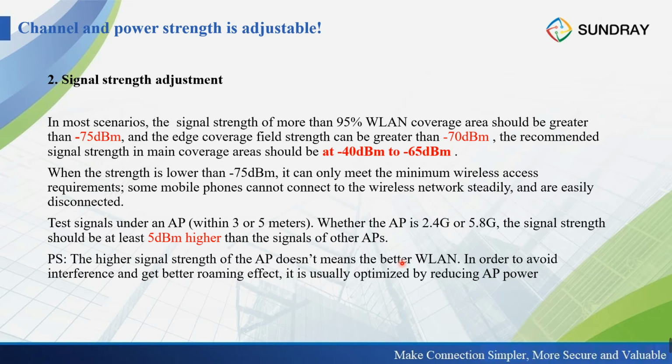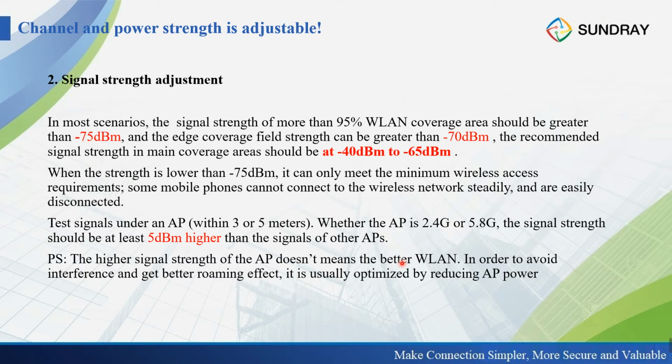And the signal strength adjustment. For this one, we need to confirm in the main area if the signal strength is strong enough, and I recommend from negative 40 dBm to negative 65 dBm. And also we need to test that the signals from one AP are 5 dB higher than the signal from other APs.